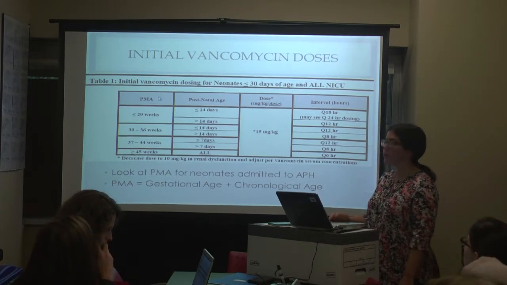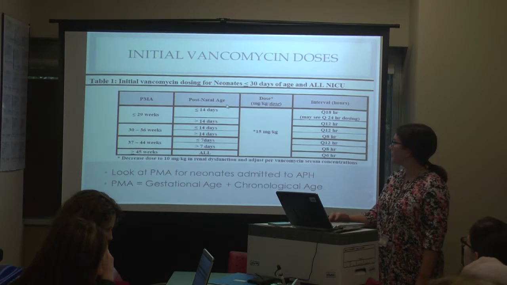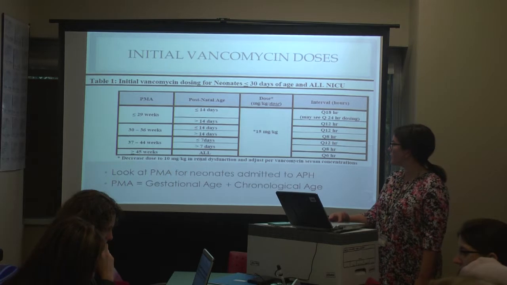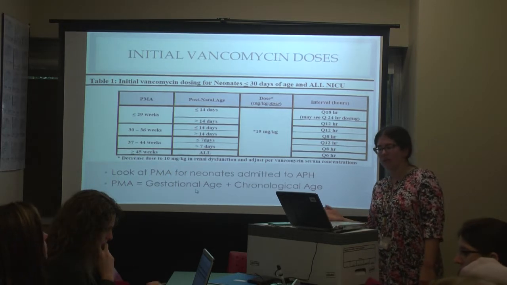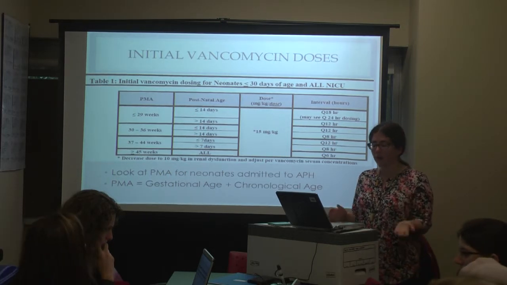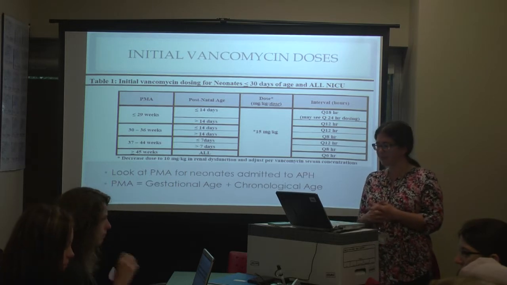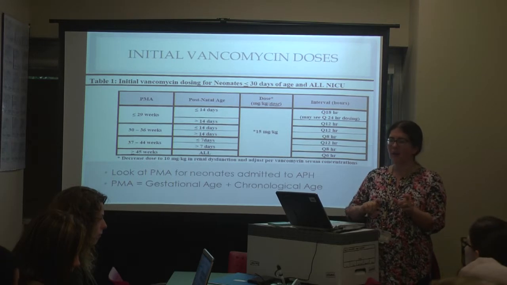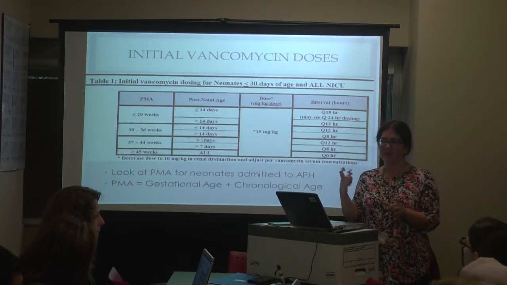Here we are going to start with their postmenstrual age, and then look at the postnatal age. So the postmenstrual age is going to be their gestational age plus their chronological age. So if a neonate was born at 30 weeks, and now they're 14 days old, we're going to combine those. So 30 weeks plus their 14 days, so 2 weeks.